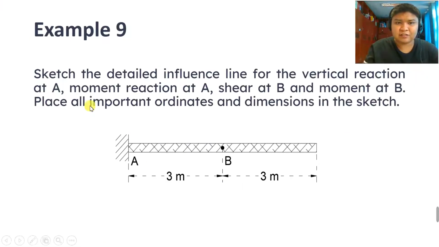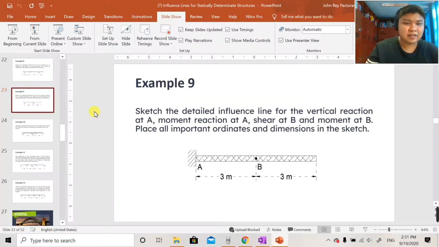Let's read the question, class. According to this, sketch the detailed influence line for the vertical reaction at A, moment reaction at A, shear at B, and moment at B. Place all the important ordinates and dimensions in the sketch. So we should place the important ordinates as well as the dimensions. Okay? So, let's begin.